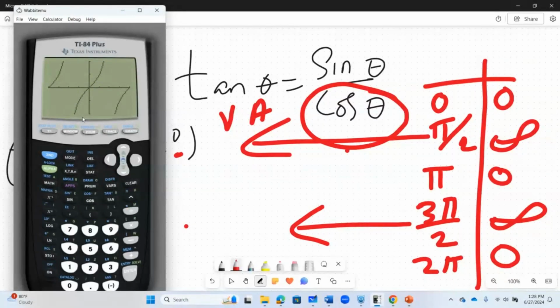All right. Suppose we have, let's make it a reflection. Suppose I'm told to graph tangent of a negative angle. I'm going to put a negative there, and then I'm going to graph that.